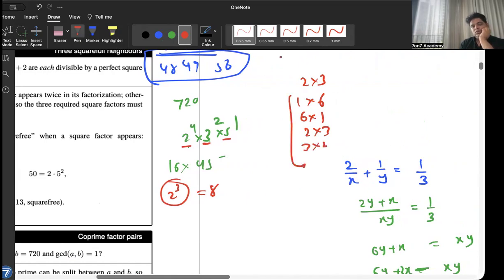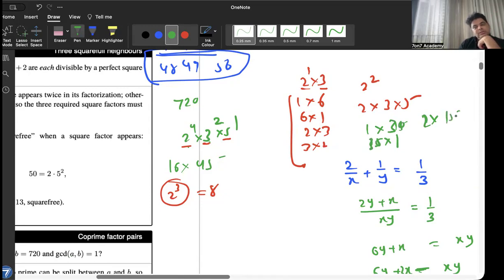4. So these are two different prime bases, so 2 raised to 2. If you have 2 into 3 into 5, which is 30, can you split it into two different numbers which are co-prime? You can write 1 into 30, 30 into 1. You can write 2 into 15, 15 into 2. Then 6 into 5, 5 into 6. One more: 10 into 3, 3 into 10. Agree, guys? Yes.